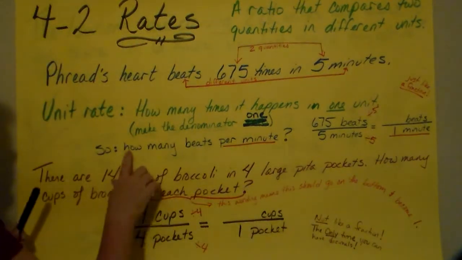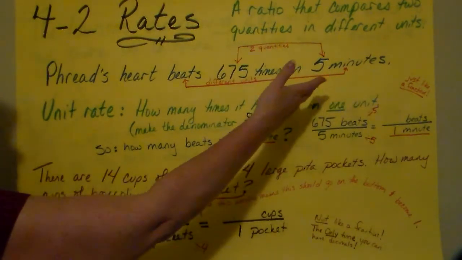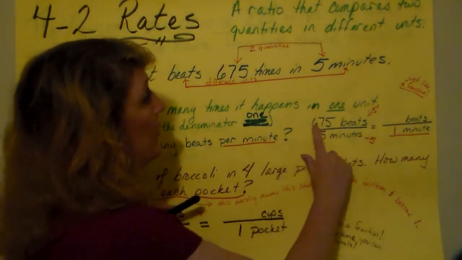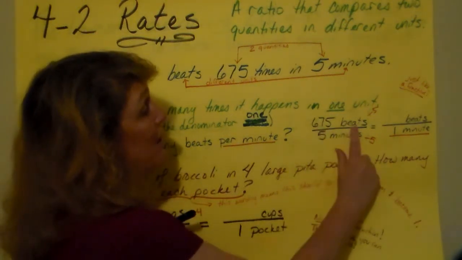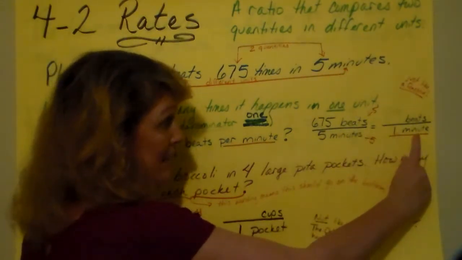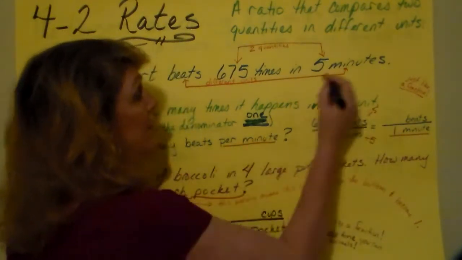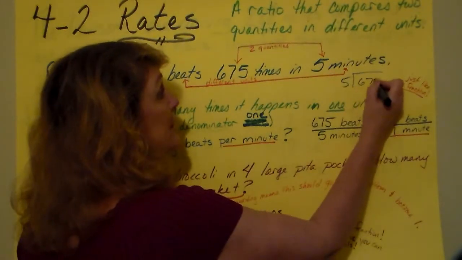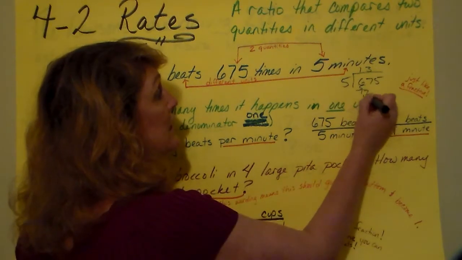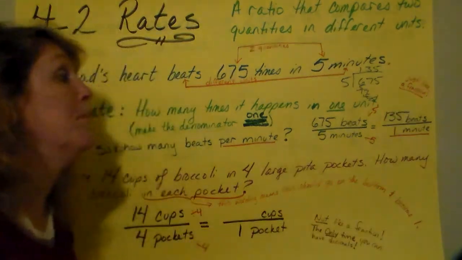For example, this question is how many times does his heart beat in 1 minute? Per minute. There's your per word. So you're going to make this a fraction. 675 beats in 5 minutes. How many beats in 1 minute? So you're going to divide the top and the bottom by 5 in order to get this fraction. And how many times does 5 go into 675? 1, 7, 3, that's 15, that's 25, is 5. 135 beats per minute.